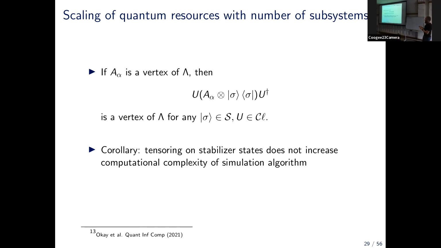So for example, a tensor product of 2 vertices is not a vertex of lambda. But you can do something like this, where you take a vertex and you tensor product with a density matrix or a projector onto a stabilizer state. That is still a vertex. You can also take a conjugate by a Clifford gate. That's also still a vertex. So tensoring on stabilizer states doesn't increase computational complexity of the simulation. But in general, talking about scaling of quantum resources is much harder.